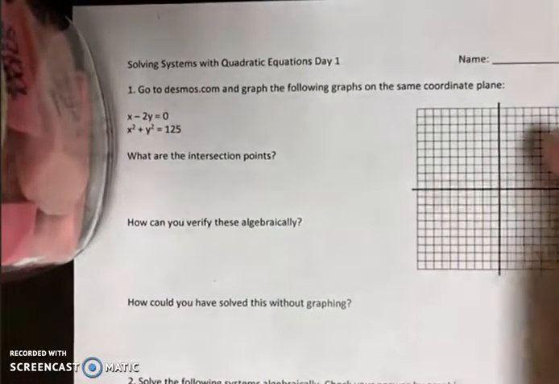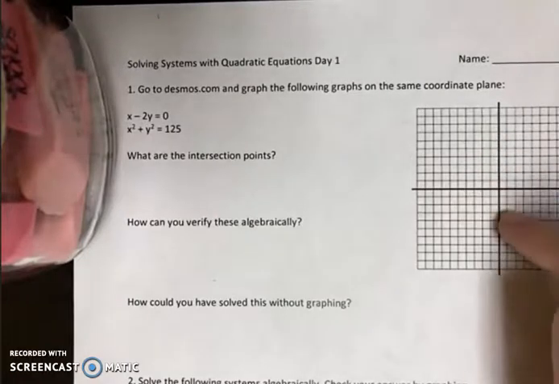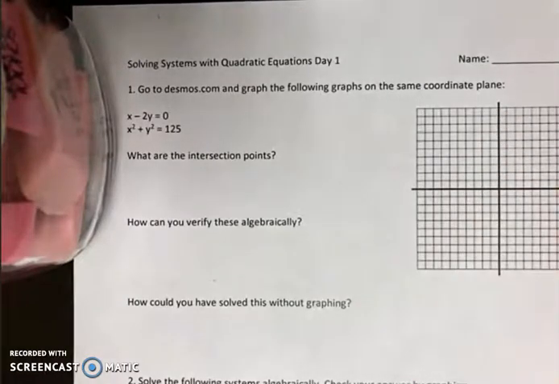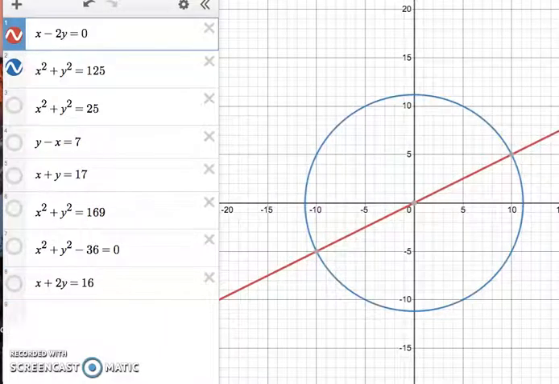So you could graph it on this base if you want to be able to look back at it later, or I'm just going to go ahead and go to Desmos.com and plug in these two equations. In Desmos, you will see that the first equation was a linear function and the second equation was a circle. For the first equation, we could have solved for y to get it in slope-intercept form. You would have seen that the intercept was 0 and there was a slope of 1/2.